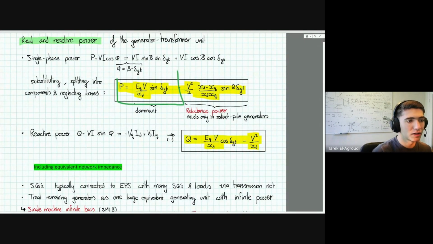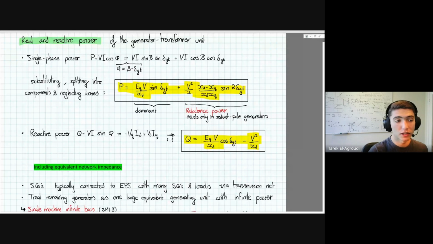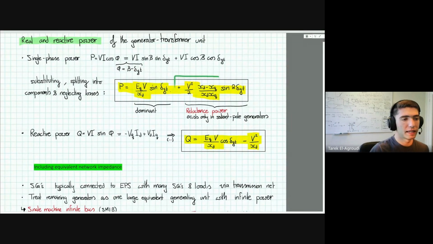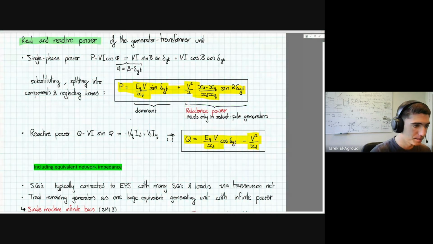This first term is for both the round rotor and the salient pole generator, and it's just the product of the voltages divided by the reactance times the sine of the angle between the voltages. And then for the salient pole generator, there's an additional opposing reluctance power term to account for the saliency. So that's this attraction in order to minimize the reluctance path.